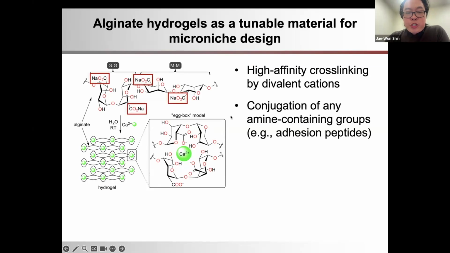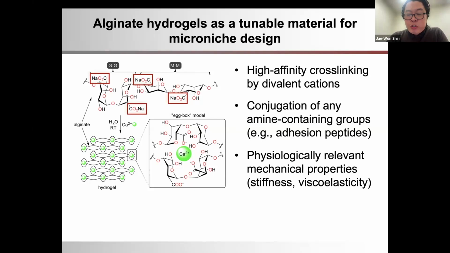Alginate is a carboxylic acid, with a bunch of carboxylic groups, which means that relatively simple chemical mechanisms, like carbodiimide chemistry or NHS chemistry, can be used to introduce any type of amine-containing groups, such as adhesion peptides to induce the adhesion of cells. Alginate hydrogels are also pretty amenable when it comes to tuning mechanical properties, such as elasticity as well as viscosity.